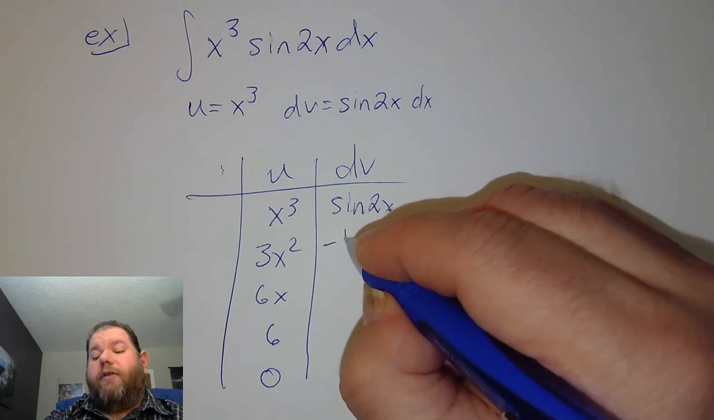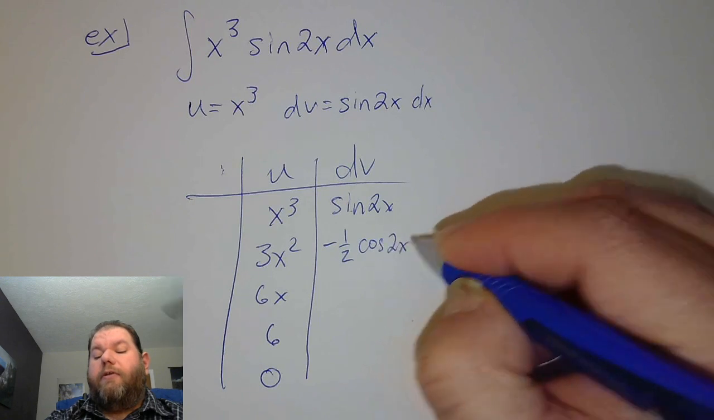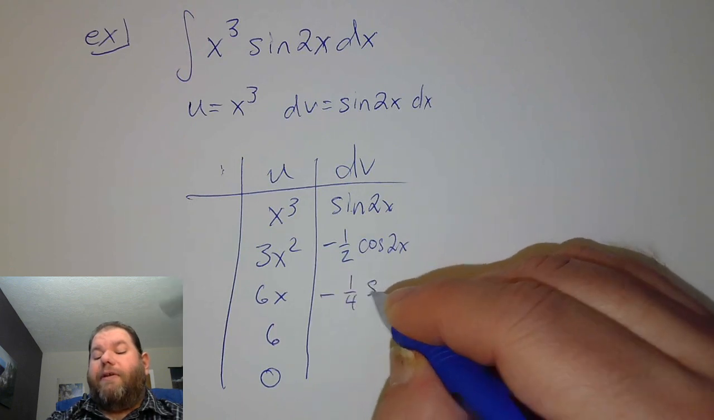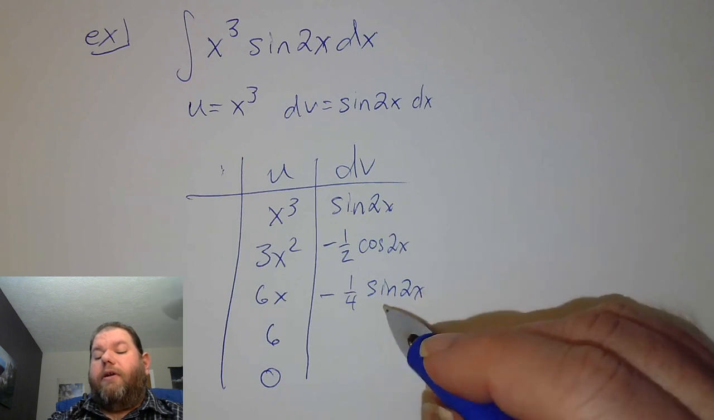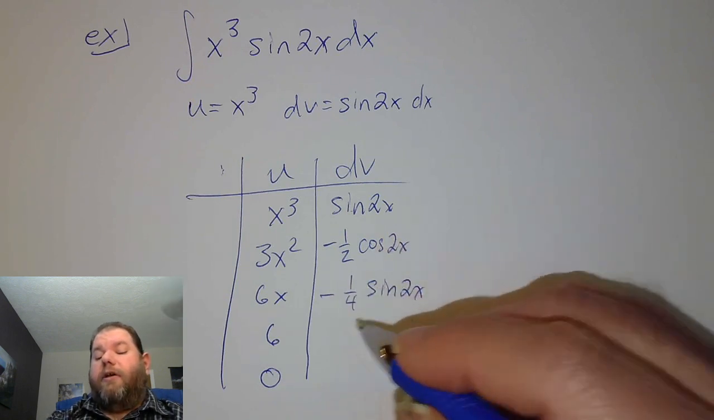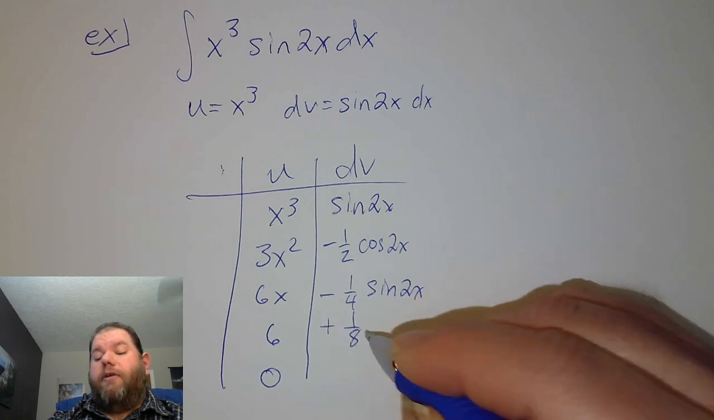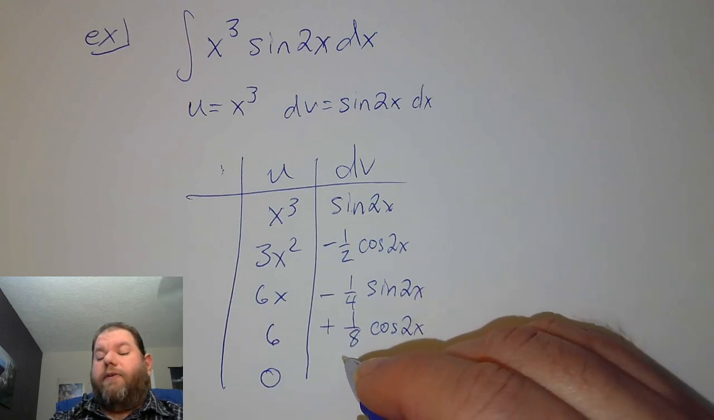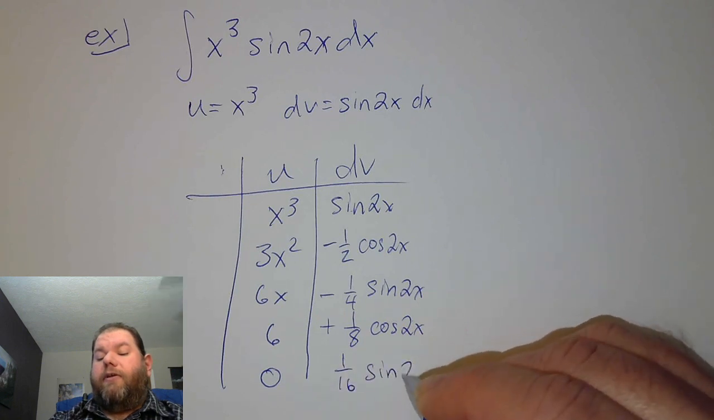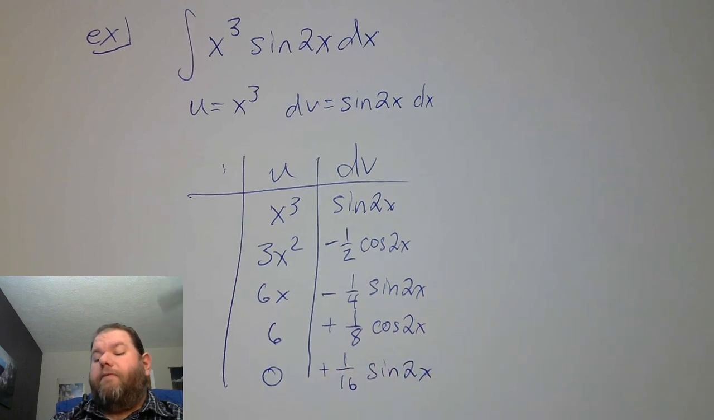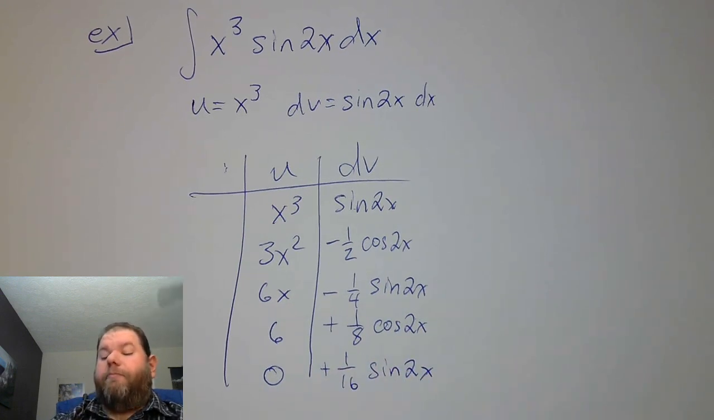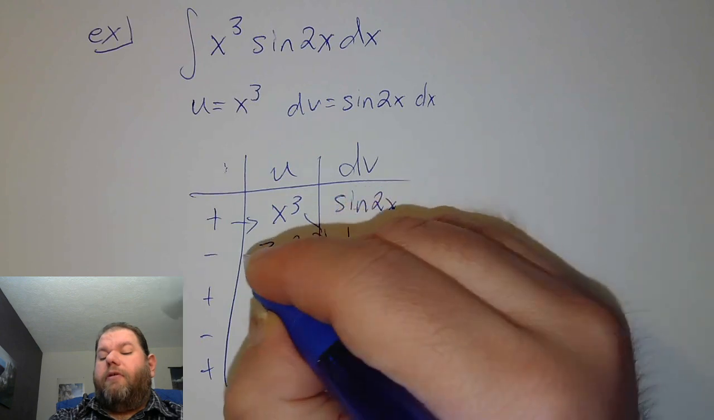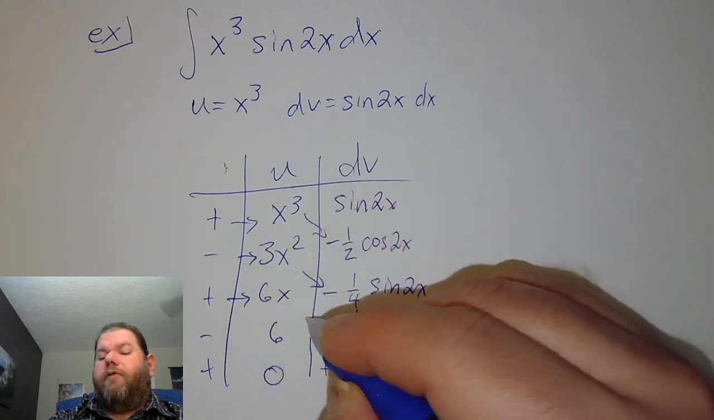Integral of sine 2x, negative 1/2 cosine 2x. Integral of negative 1/2 cosine 2x is negative 1/4 sine 2x. Integral of negative 1/4 sine 2x is positive 1/8 cosine 2x. And the integral of 1/8 cosine 2x is 1/16 sine 2x. Positive. Okay. And again, we go plus, minus, plus, minus, plus, across and down, across and down, for each of these terms.